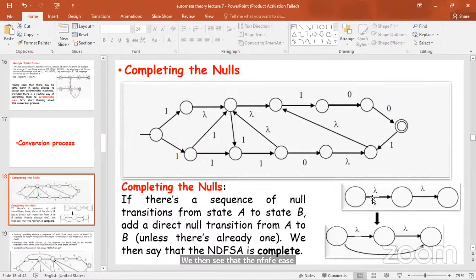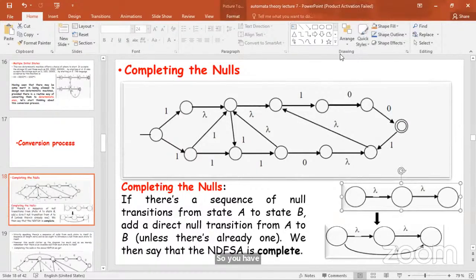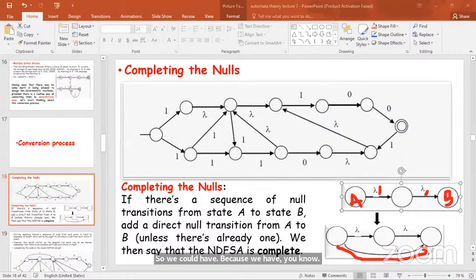So you have state A, and let's say this is state B. Because we have lambda here and lambda here, it's safe for us to say that we can move from A, non-deterministically, without reading anything, to B. That's what I was explaining the other time. Let's say this is another state, C. You can move from A, you pass through B, but because there is another lambda, you can get to C easily.